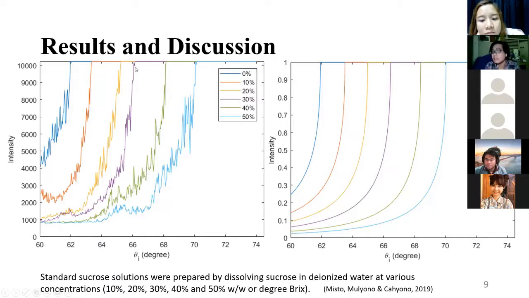Okay, I see. Okay, but the concentration is not smooth, and we focus on the first maximum incident angle, and use that as the theta C.